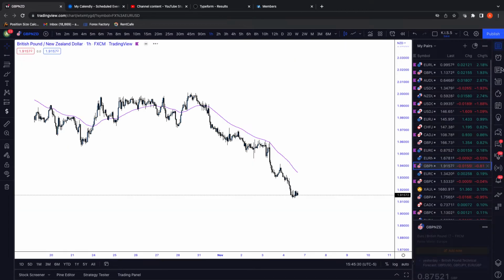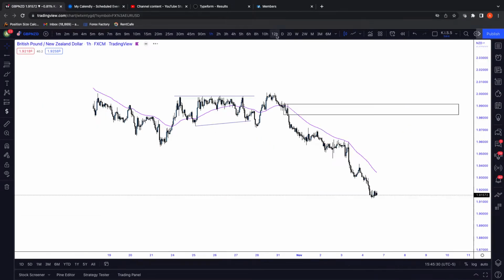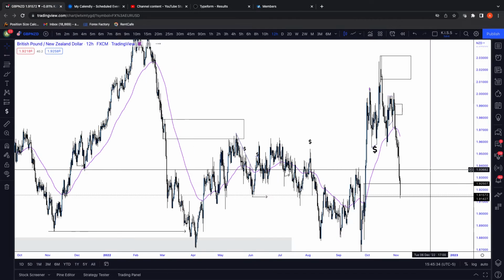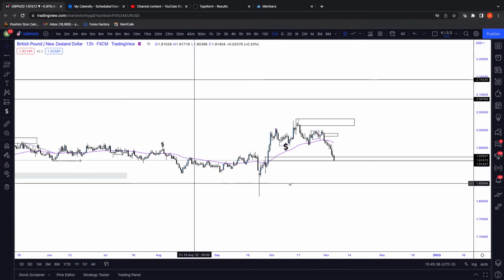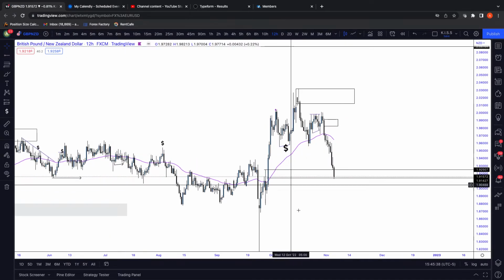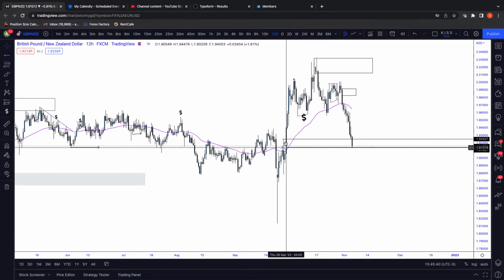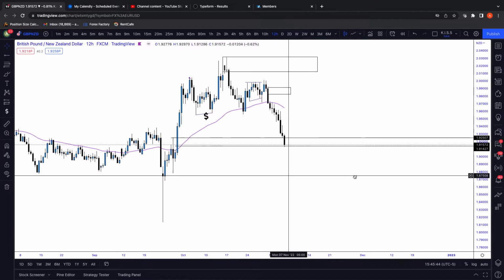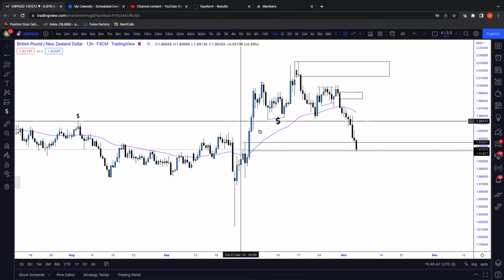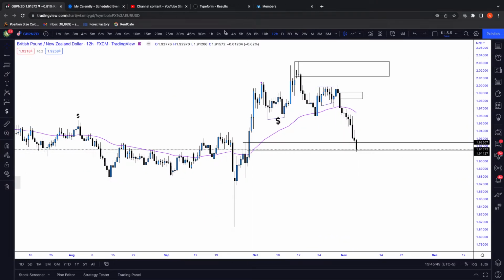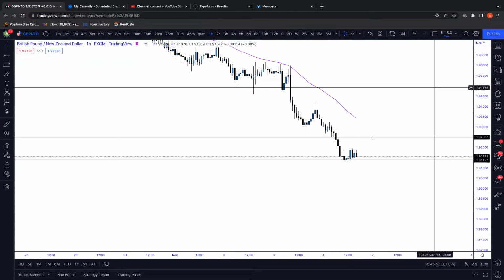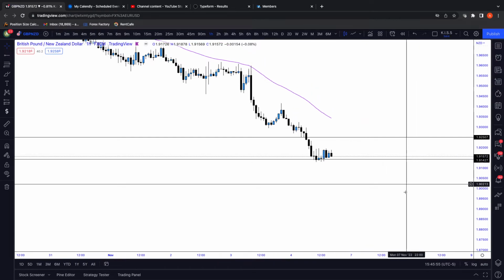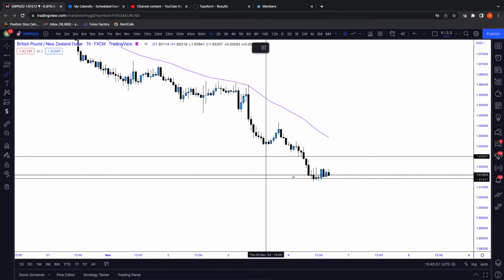All right, GBP NZD. This one is trading now finally into our level of interest. We had that initial supply, traded into that, reacted, supply failed, breaks, flips to demand. We've been talking about this level for a long time, finally trading down into that. And so now it's just a matter, in my opinion, of being patient, waiting for it to come to fruition.